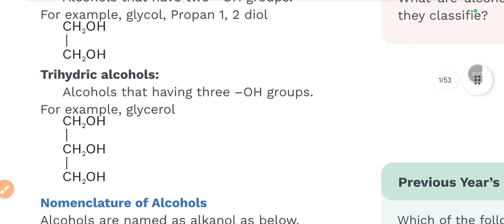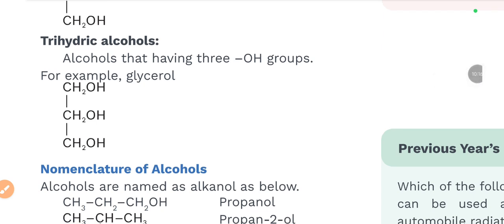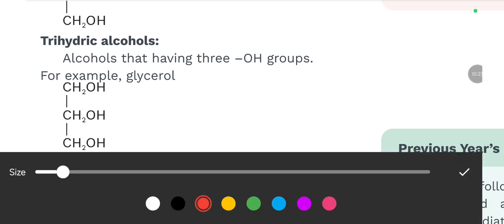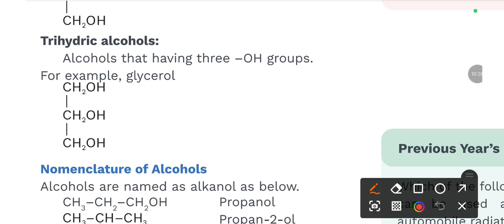Coming to trihydric alcohol, the alcohols in which how many OH groups are supposed to be there? If this is a trihydric alcohol, it means 3 OH groups are there. Example is glycerol. In glycerol, if we see, 3 OH groups are there. First OH, second OH and third OH. So this was about alcohols and classification of alcohols.